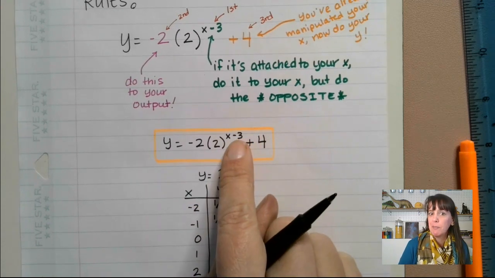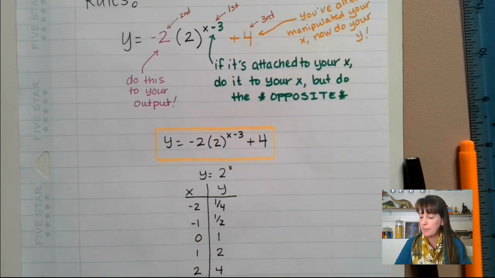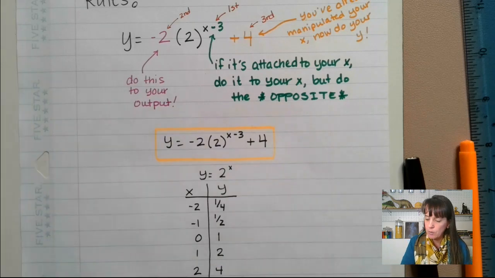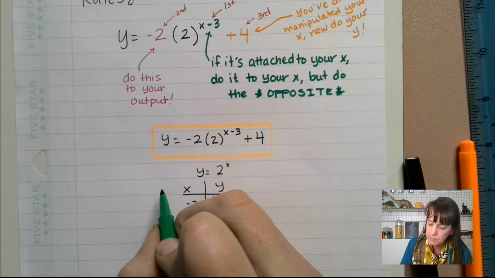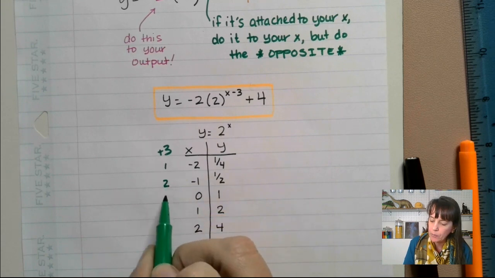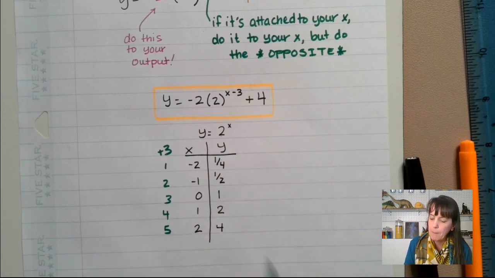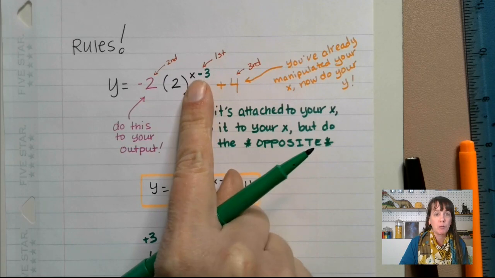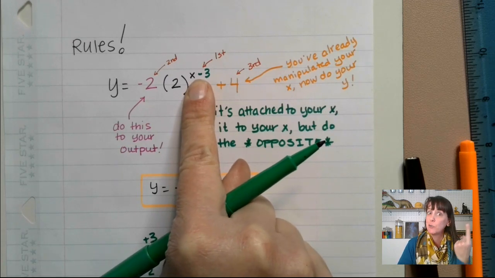So see how it says -3? We're actually going to add 3. So I'm going to take this guy, and I used green, so I'm going to say plus 3 to my x. So plus 3, I get 1, I get 2, I get 3, I get 4, I get 5. Bam, I've done my plus 3. Remember, if it's attached to the x, do it to your x, but do the opposite.